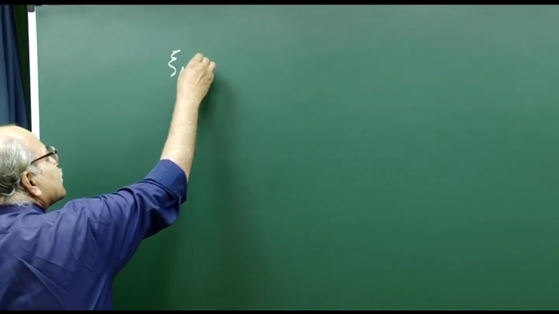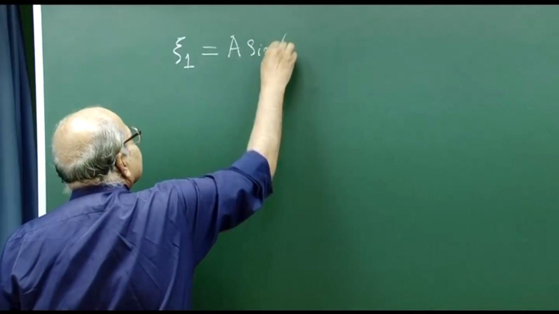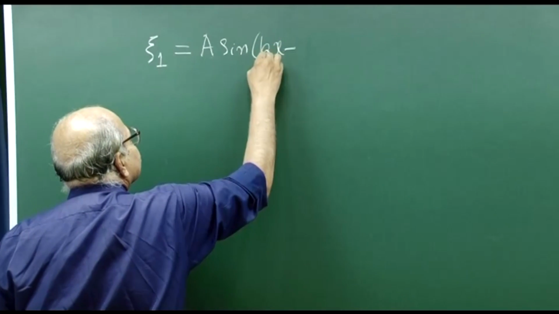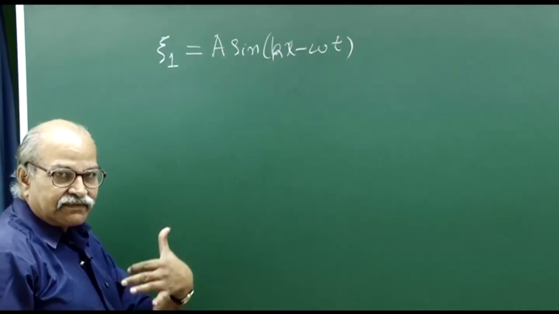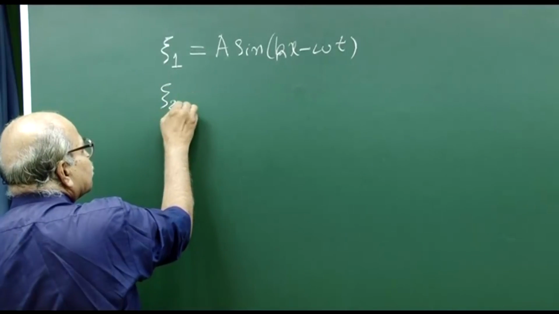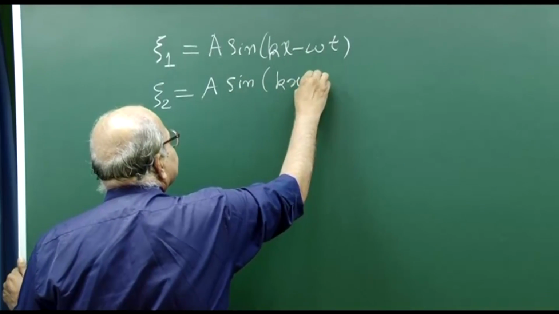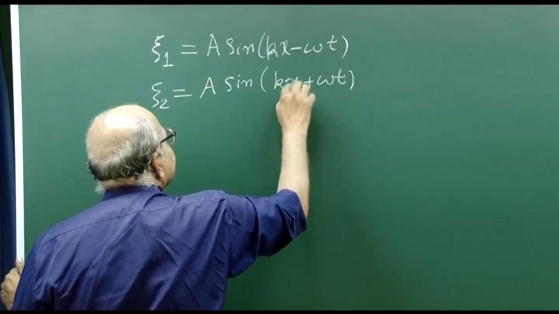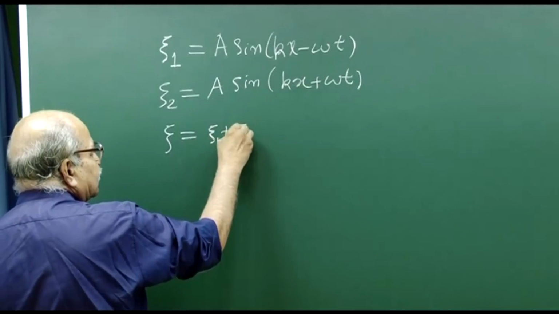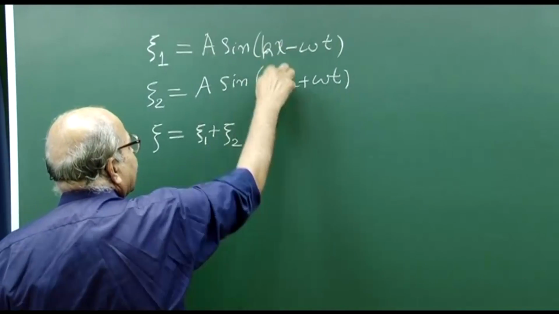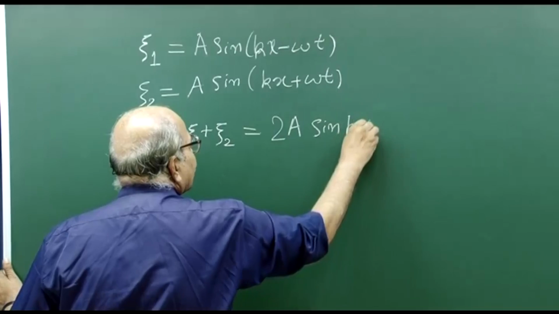some disturbance, some displacement. This is the ongoing wave. So, A sine(kx minus omega t). And the reflected wave which comes in the negative x direction, for that the equation will be A sine(kx plus omega t), x minus Vt, x plus Vt. So, the net is the sum of these two, and that will be, add these two, 2A sin kx cos omega t.